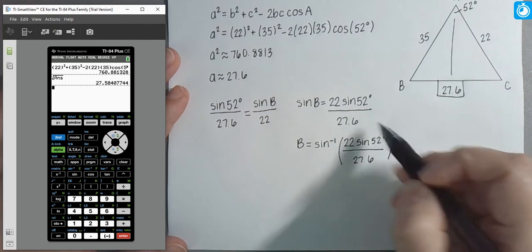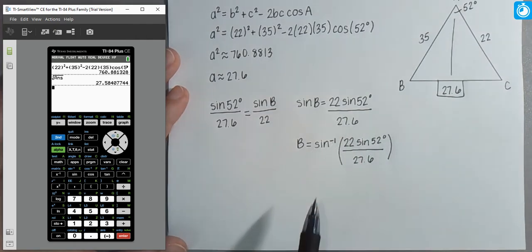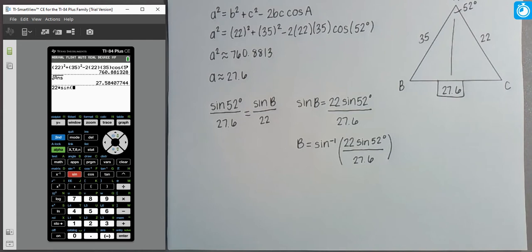Okay, so here's our value for sine. We're plugging that into sine inverse, and we want to determine what angle has that value of sine. So start with everything on the inside. So 22 times the sine of 52 degrees divided by 27.6. Okay, so that's the value for sine. It's less than 1, it's greater than -1, so we know we're going to be able to evaluate the inverse sine without any problems. So plug that into the inverse sine, and we get our angle.